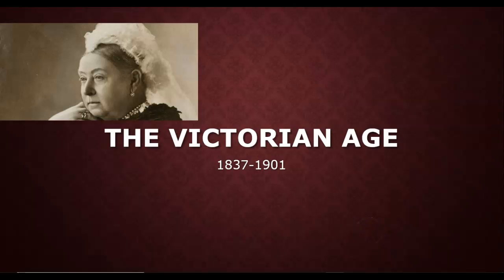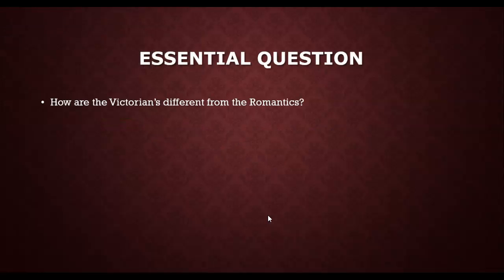Hello, today we are going to discuss the Victorian age, 1837 to 1901. But first, before we do anything, we must fill out the essential question on the C notes. How are the Victorians different from the Romantics? Well, we're going to see a big difference as we move through this very short PowerPoint.